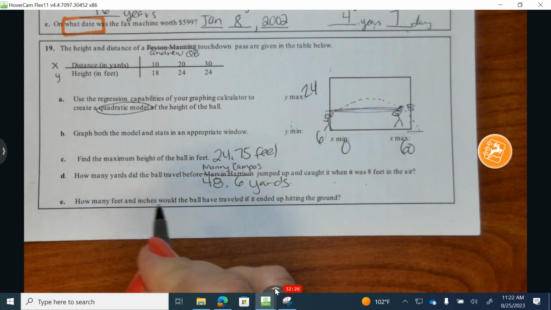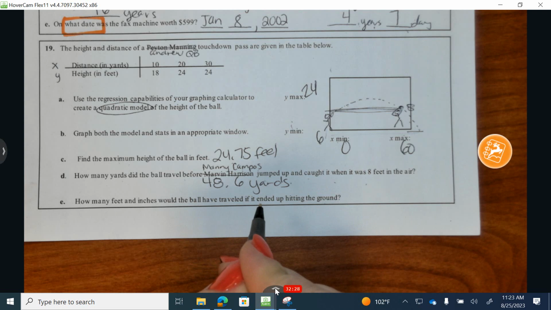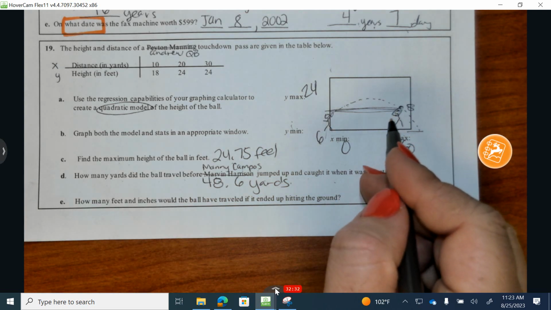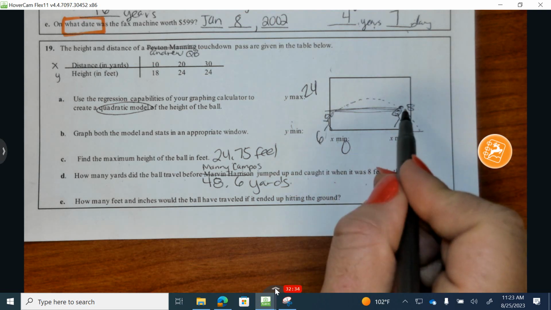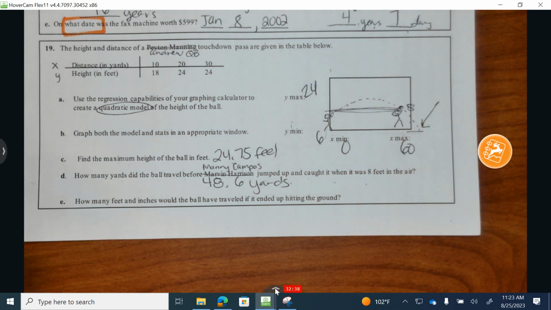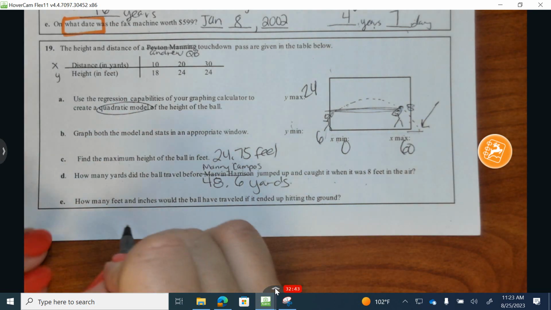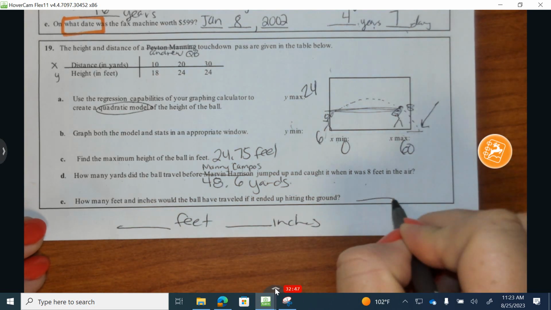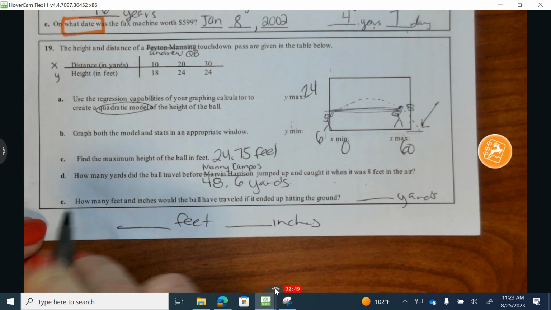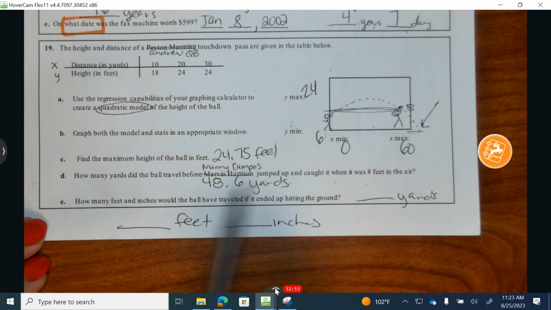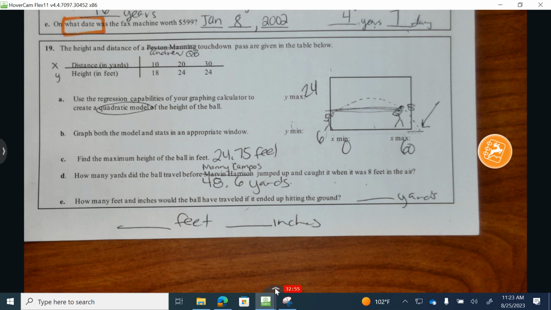So how many feet and inches would the ball have traveled if Manny went up to catch the ball, but did not? He didn't accelerate up far enough. The ball went past him, and it hits the ground. I want to know, where does this hit? Okay, go ahead. Come up with that decimal, and then stop. And then we need to translate that into feet and inches. Remember that horizontally it's being measured in yards. We're going to translate it to feet and inches shortly.